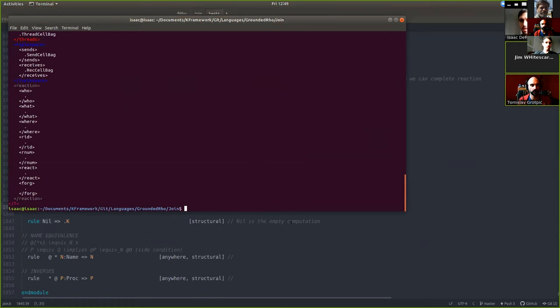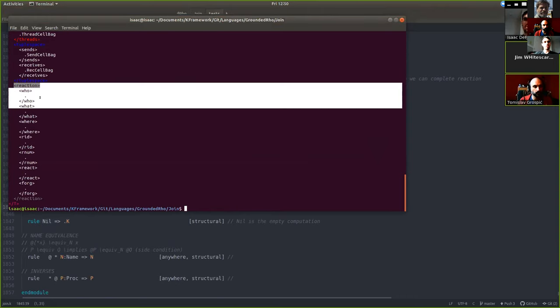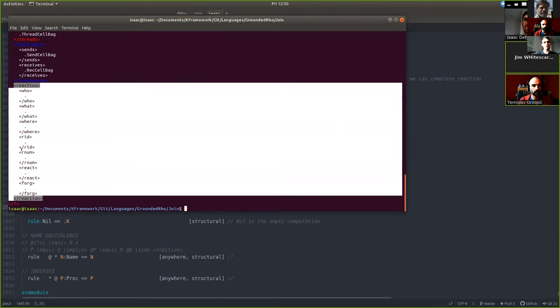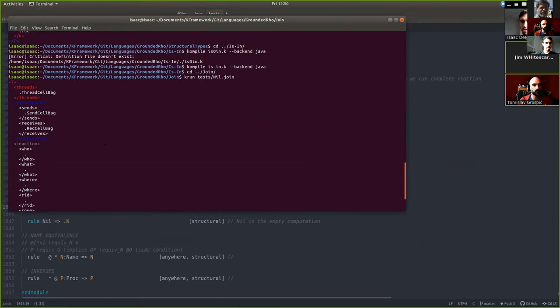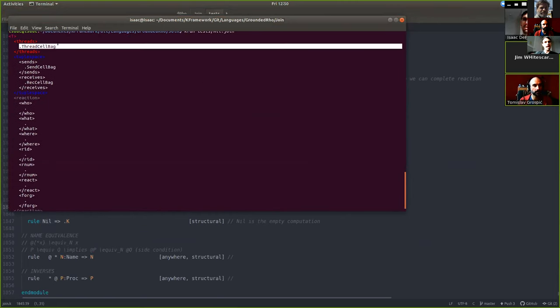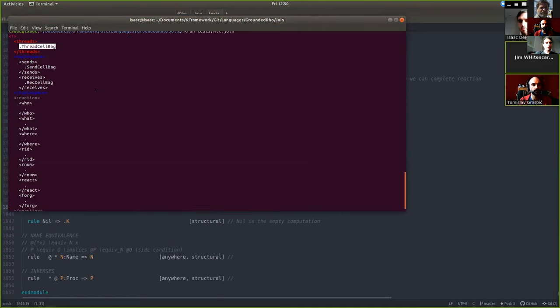Yep. Cool. One thing about the reaction cell is that it's always there, right? So the reaction cell is here. There's just dot Ks, basically, in all of those subcells. But you see, this is dot thread cell bag, right? The threads cell contains a multi-set of thread cells. But what I did was load nil in, it was just an empty computation, and then I deleted that thread because that was another rule. So basically there's just nothing in this thread cell bag. So this is empty, and that's why it's dot thread cell bag.